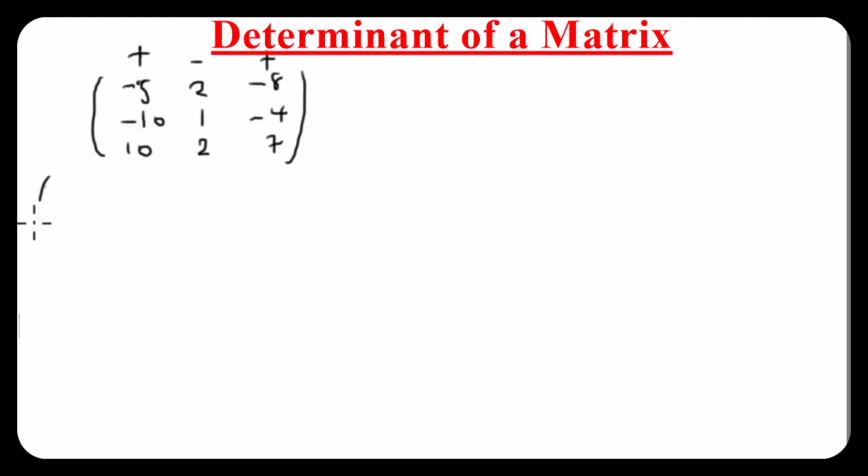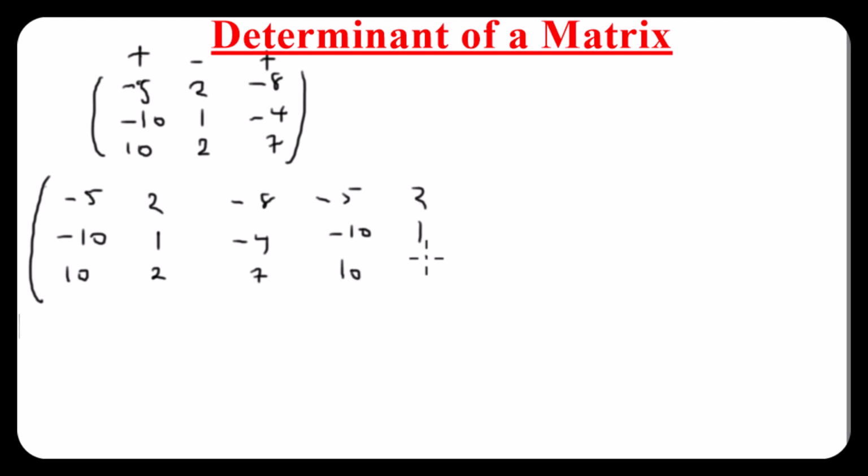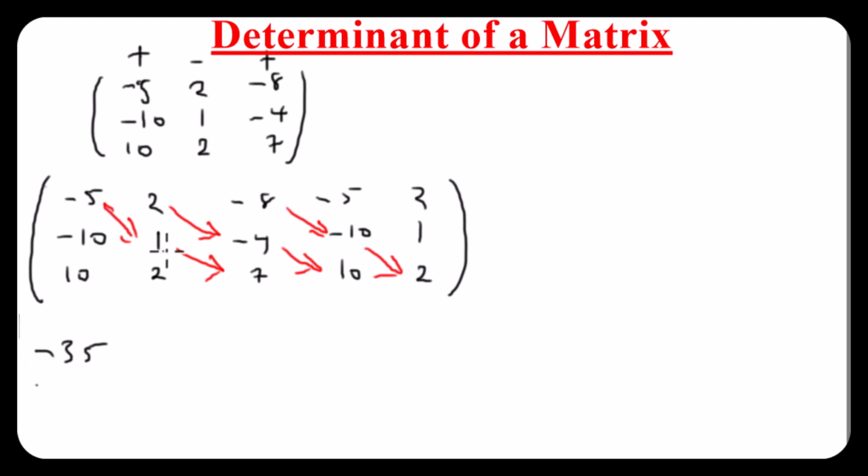Okay, so again, we're using the second method. -5, -10, 10, 2, 1, 2, -8, -4, 7. So we're going to write the first two columns. So -5, -10, 10, 2, 1, 2. Okay, so write this. Then multiply the leading diagonal. Multiply this with this, and this with this, and this with this. So that would be -5 times 1 times 7. So that would just be -35.